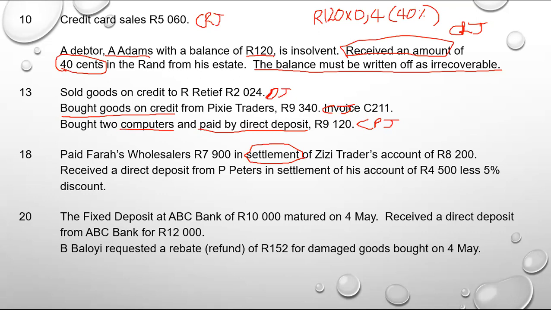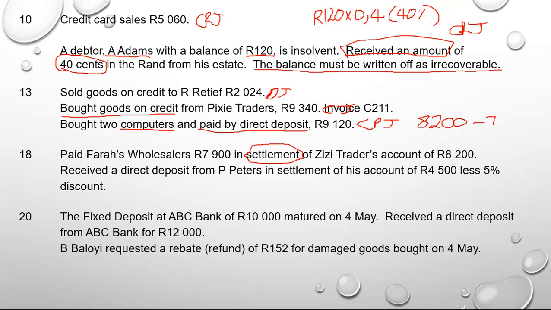Guys, think about it. You owe me 200 Rand and then you pay me 150. And then I say to you, it's fine, this 150, I'm writing off your debt. What is the other 50 Rand? I'm giving it to you as a discount, guys. Similarly here, the difference between 8,200 and 7,900 is a discount that we received from Farah wholesalers.